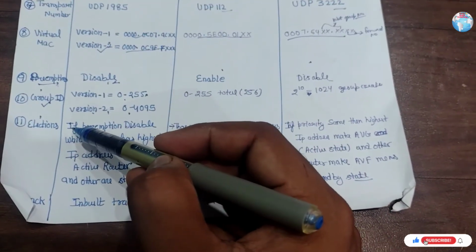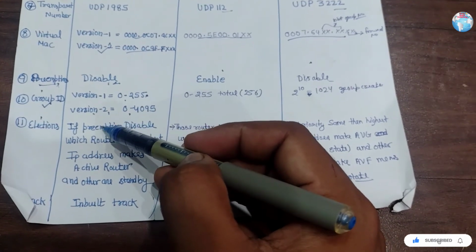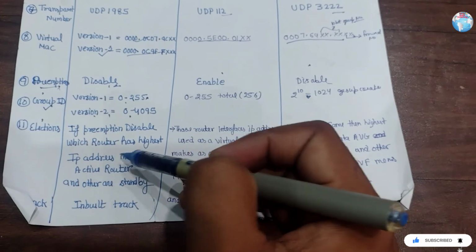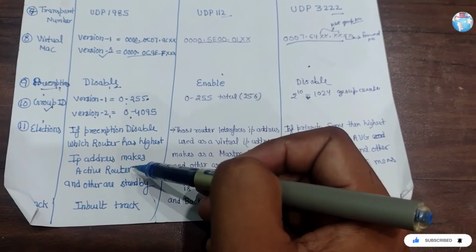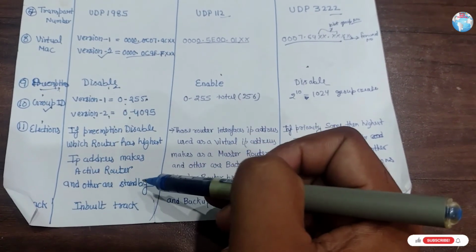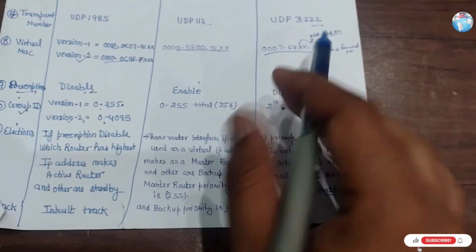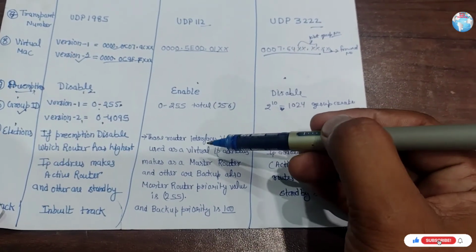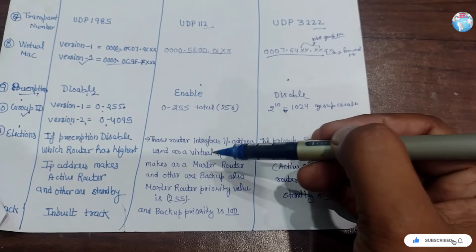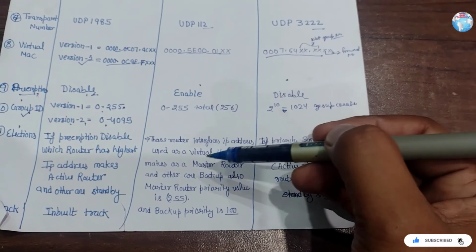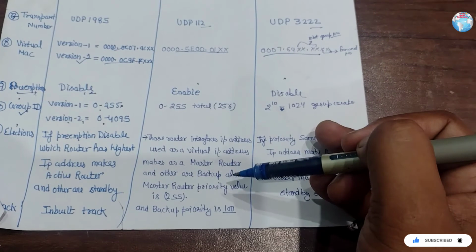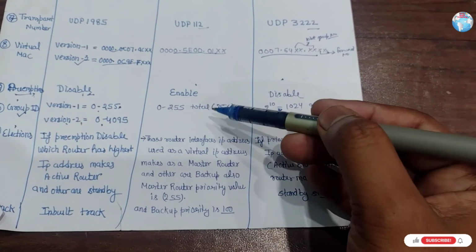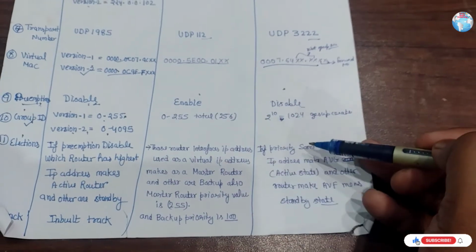Eleventh difference is election. In HSRP, if preemption is disabled, the router which has the highest IP address is made the active router and the others are standby. In VRRP, the router whose interface IP address is used as the virtual IP address is made the master router and the other routers are backup. Also the master router priority is 255 because preemption is enabled in VRRP.